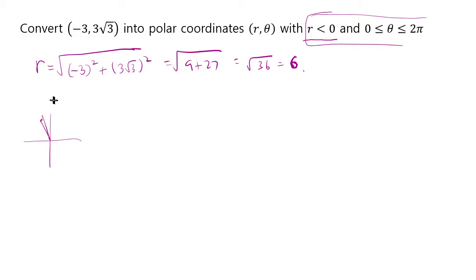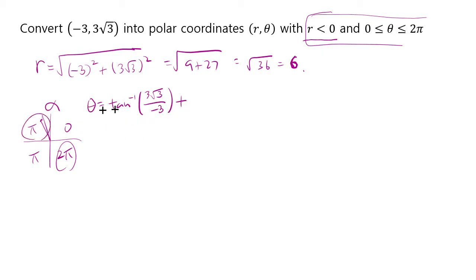So using theta equals tangent inverse of y over x, 3√3 over -3, and then you add 0, π, π, 2π. That's the convention, that's the alpha to add to the tangent inverse if you want your theta to be between 0 and 2π. So since it's in the second quadrant, we have to add a π there. And you end up with tangent inverse of negative √3.